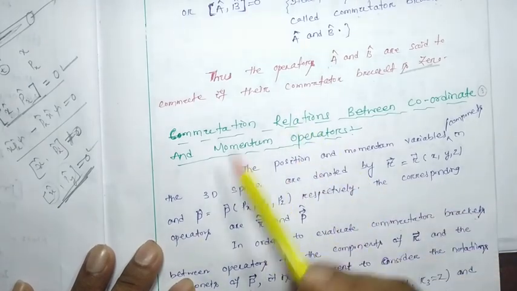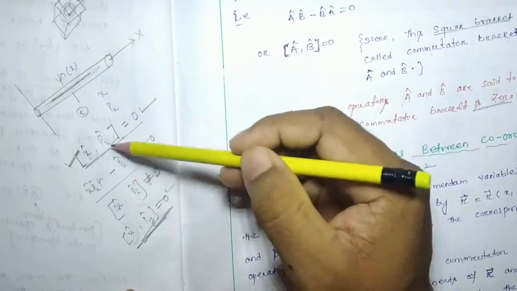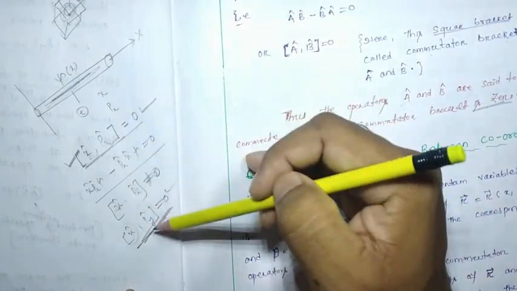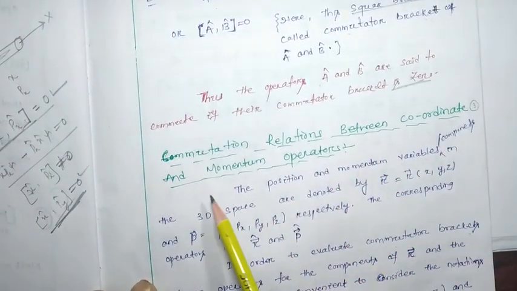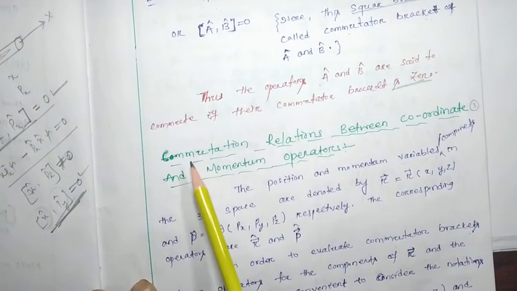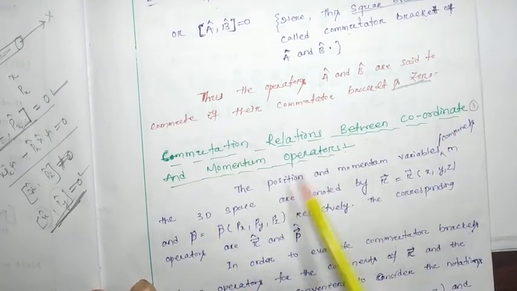These things will automatically come out whenever we derive them. So for this video, up to this much. In the next video we are going to discuss commutation relations between coordinate and momentum operators.